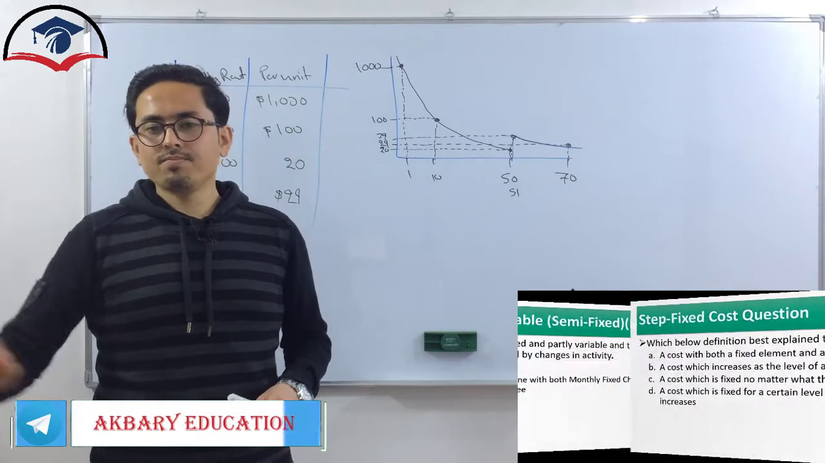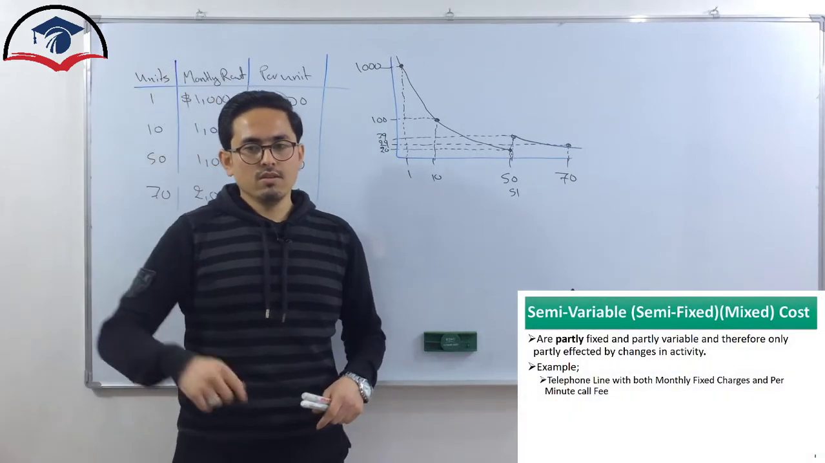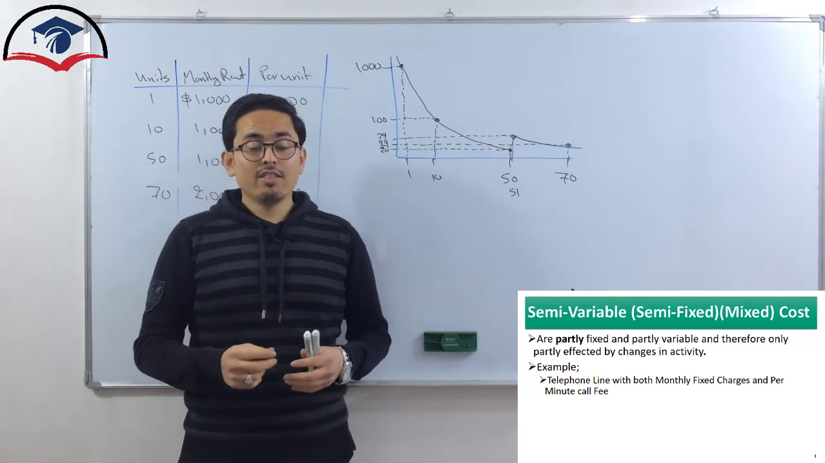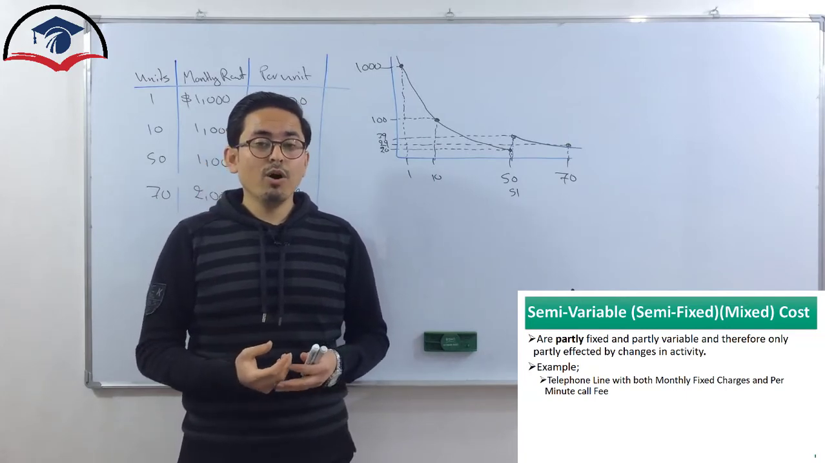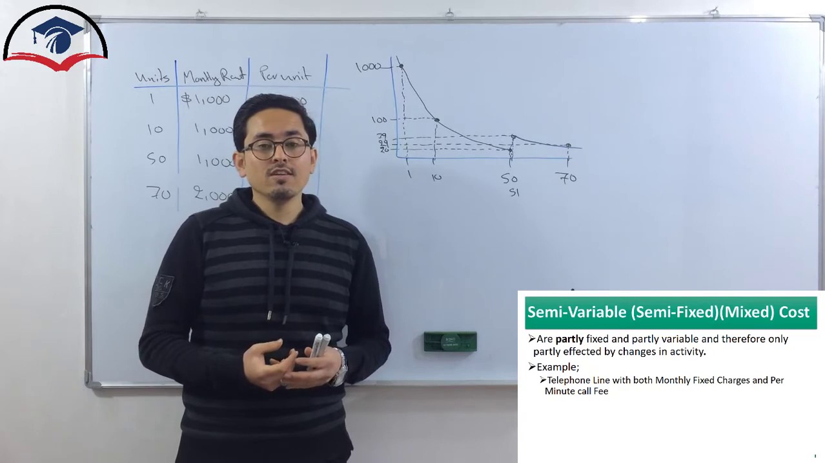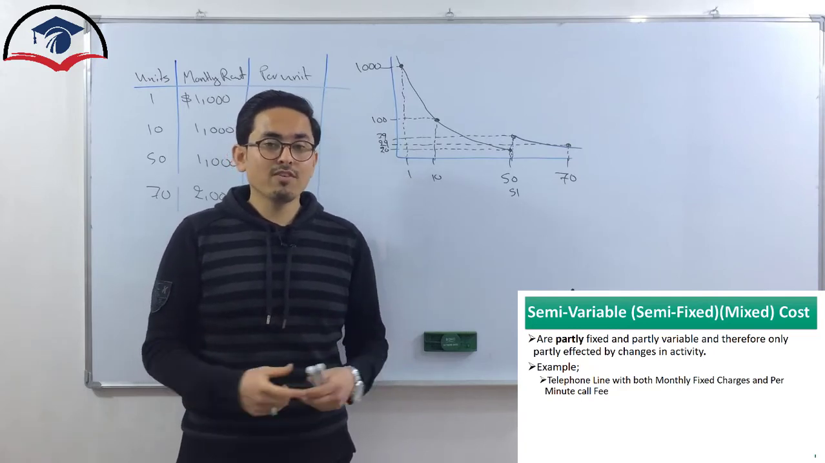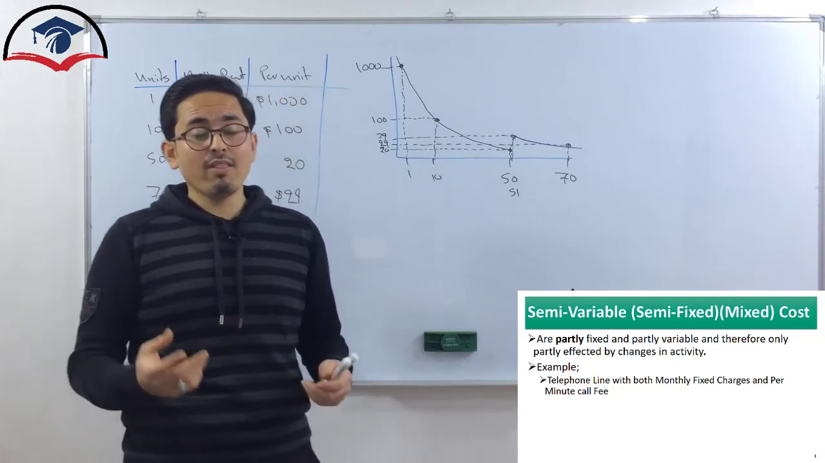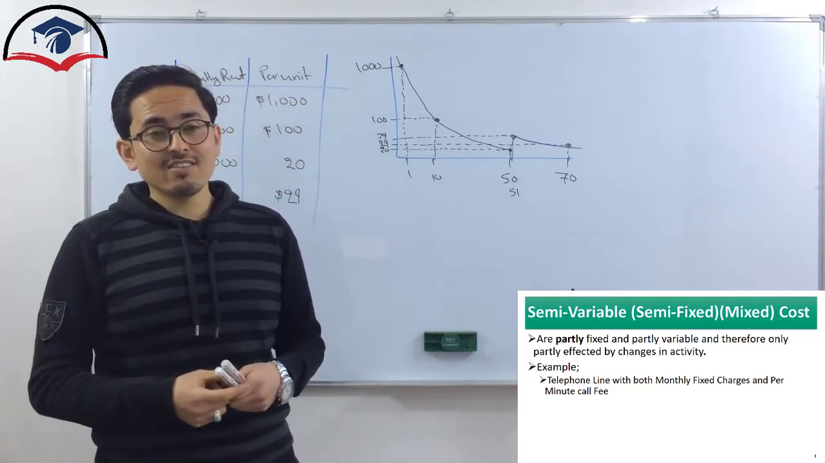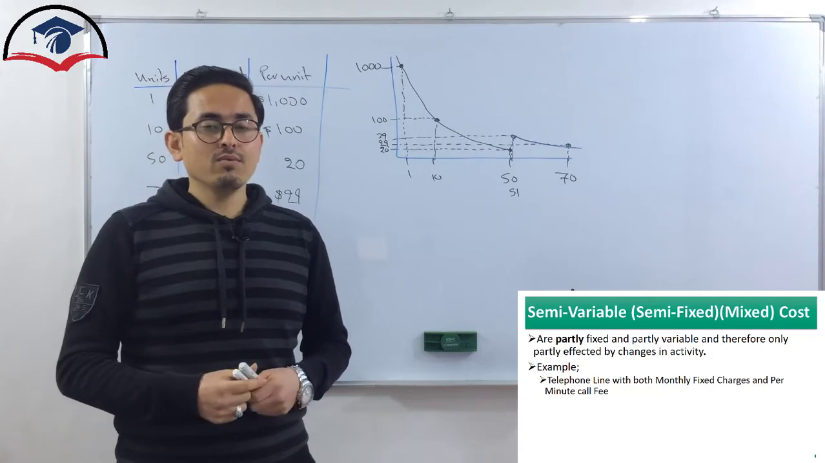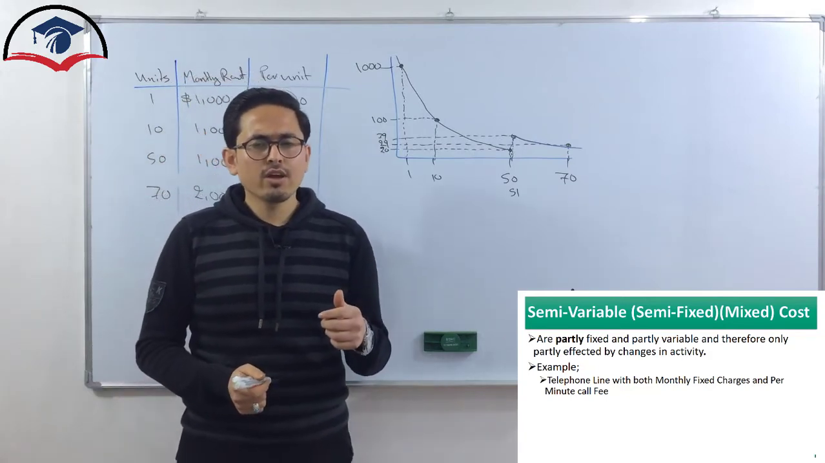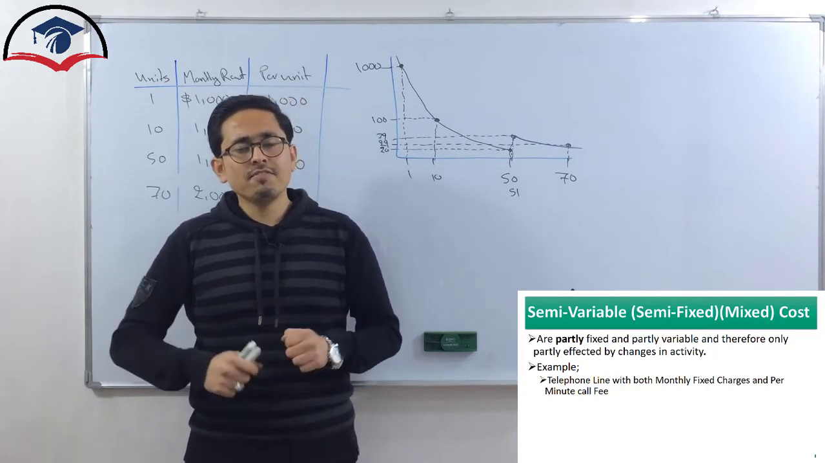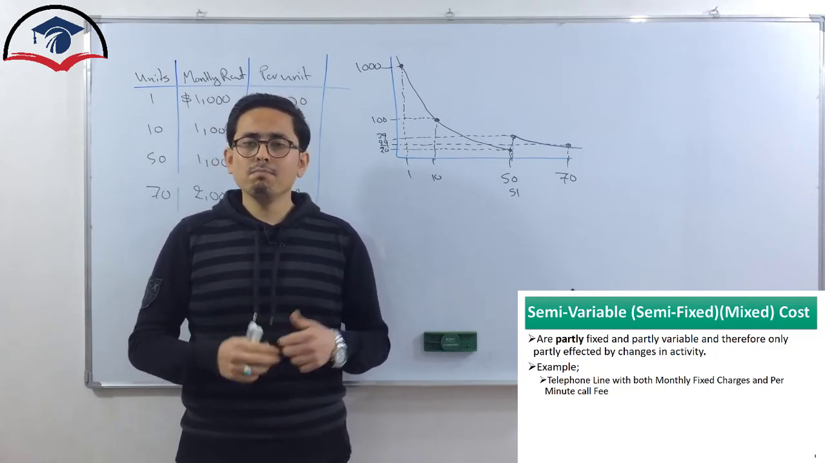Let's continue. Think of a terminology or a definition, a type of cost behavior, which has 3 names. The 3 names given are: one, semi-variable cost; another one, semi-fixed cost; or even mixed cost.